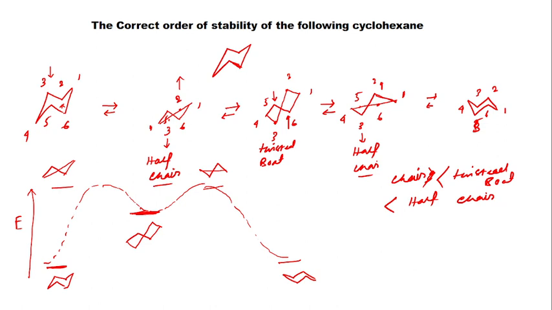If the structure is given and the question asks what is the correct stability order, then it will be in the options. This one is the twisted boat. We know how the twisted boat looks, and then it will be the half chair. This question is frequently asked in different competitive exams.